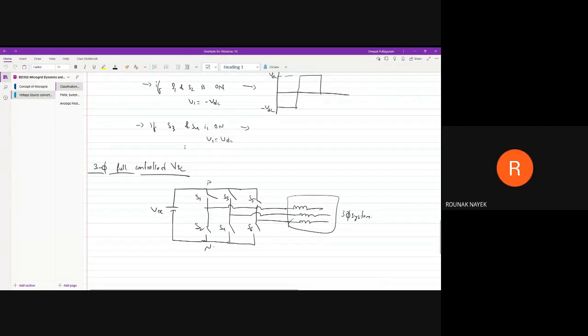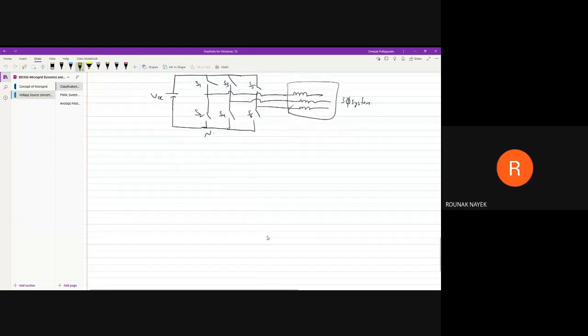So what will you get as output? As the output, there is a square wave, a pulseless one. What is the magnitude of the square wave? For line voltages, it is plus or minus VDC, sir. For phase voltages, it is 2 VDC by 3, plus or minus.